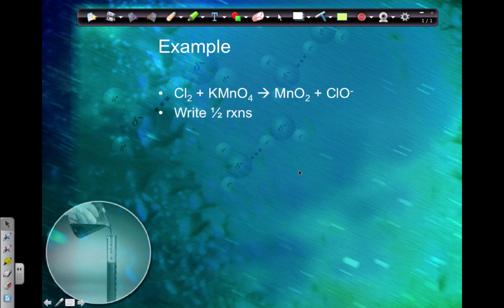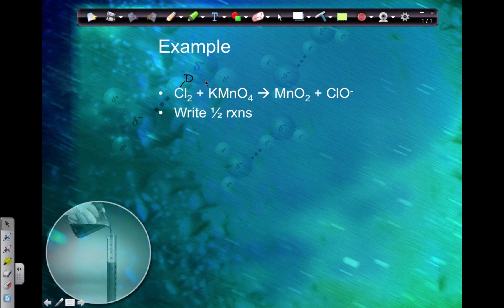Okay, so now let's look at another one. So again, if you're watching this, I advise that you pause it, try it on your own, and then watch it. All right, so now we're going to write the half reactions. So we have to decide what's being oxidized and reduced first.